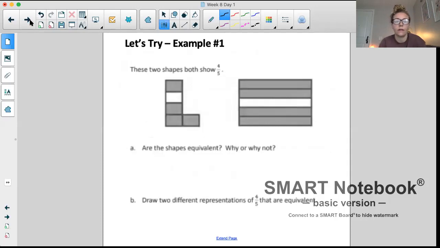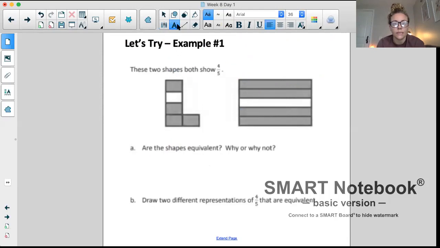All right, let's try one together. These 2 shapes both show 4/5. Okay, are the shapes equivalent? Why or why not? Remember, in order to be equivalent, they have to be the same. Each piece has to be the same size. Is 1 piece from here the same as 1 piece from here? No. So here you can write, no, they are not equivalent because these pieces are just, they're not the same size. You can type that here.